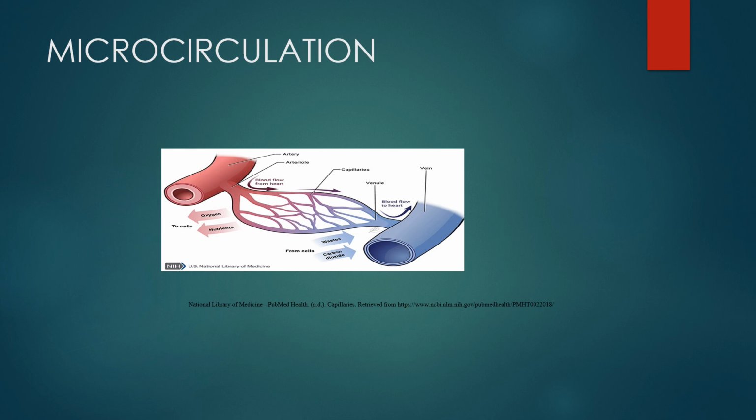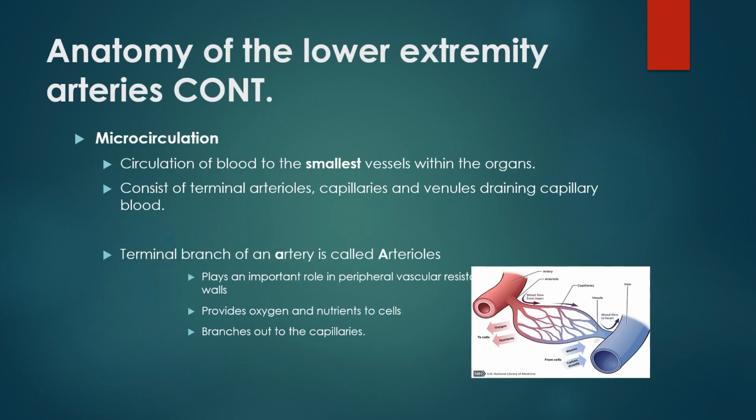So I have the microcirculation, which is the circulation of blood to the smaller vessels within the organ. Microcirculation of blood to the smallest vessels within the organs consists of your terminal arterioles, capillaries, and venules draining capillary blood. The terminal branch of an artery is called the arteriole. As shown in this image here, you have your big artery and you have the terminal branch known as your arterioles. They play an important role in peripheral vascular resistance due to their muscular walls.